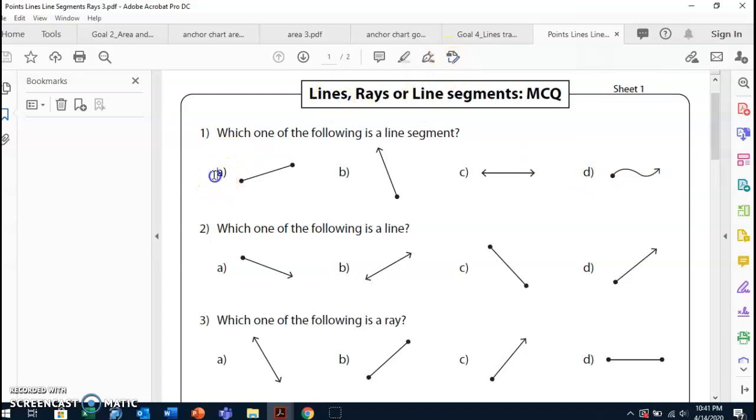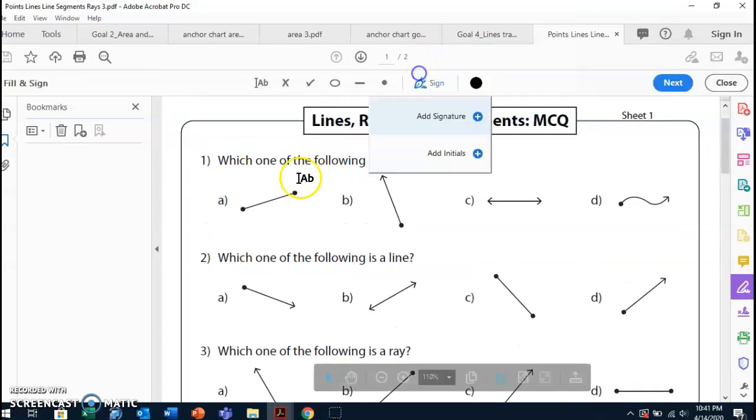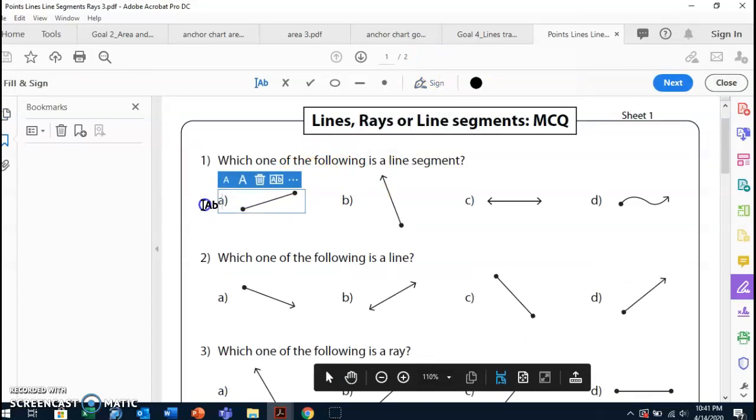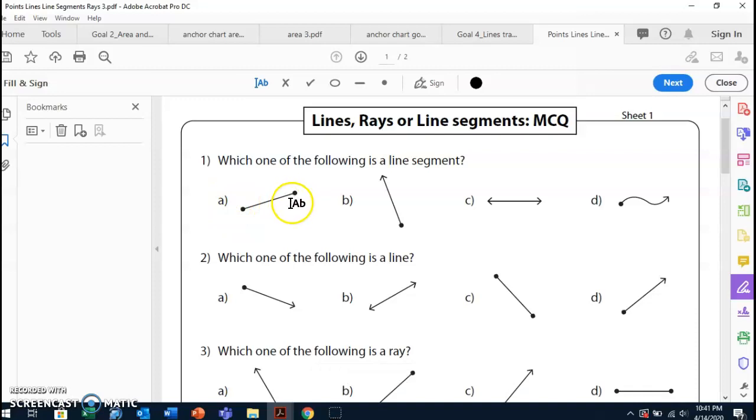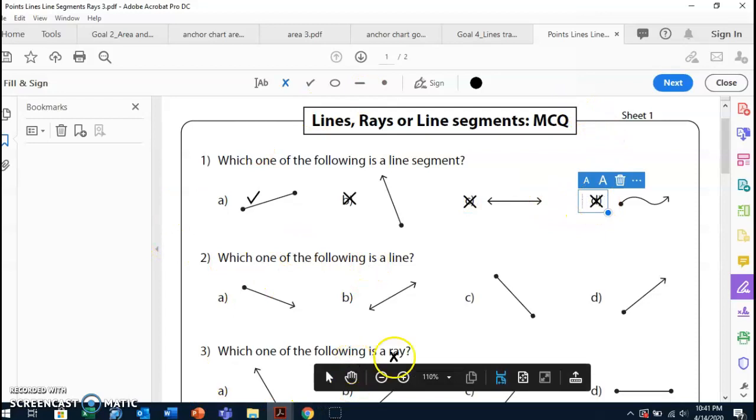So we would mark letter A as your answer. This is wrong, this is wrong, and this is wrong. So go ahead and work on the next problems by yourselves. And if you have any questions, go ahead and let me know. Thank you.